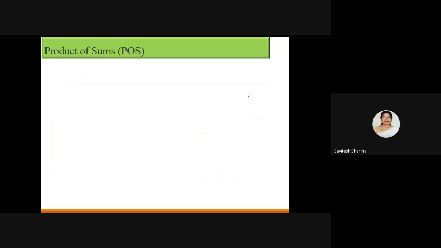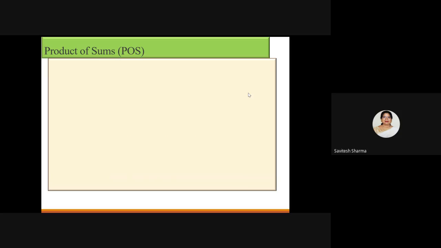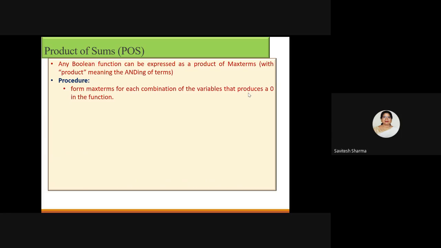Now come to the product of sums. POS, in short, we call it POS. Whatever procedure I told you for the min term, you will do the opposite for the max term. Here product means ANDing. So you will do the sum and then you will AND. What you are actually doing is a product of max terms. And what is a max term? It is the ORing of the input variables.